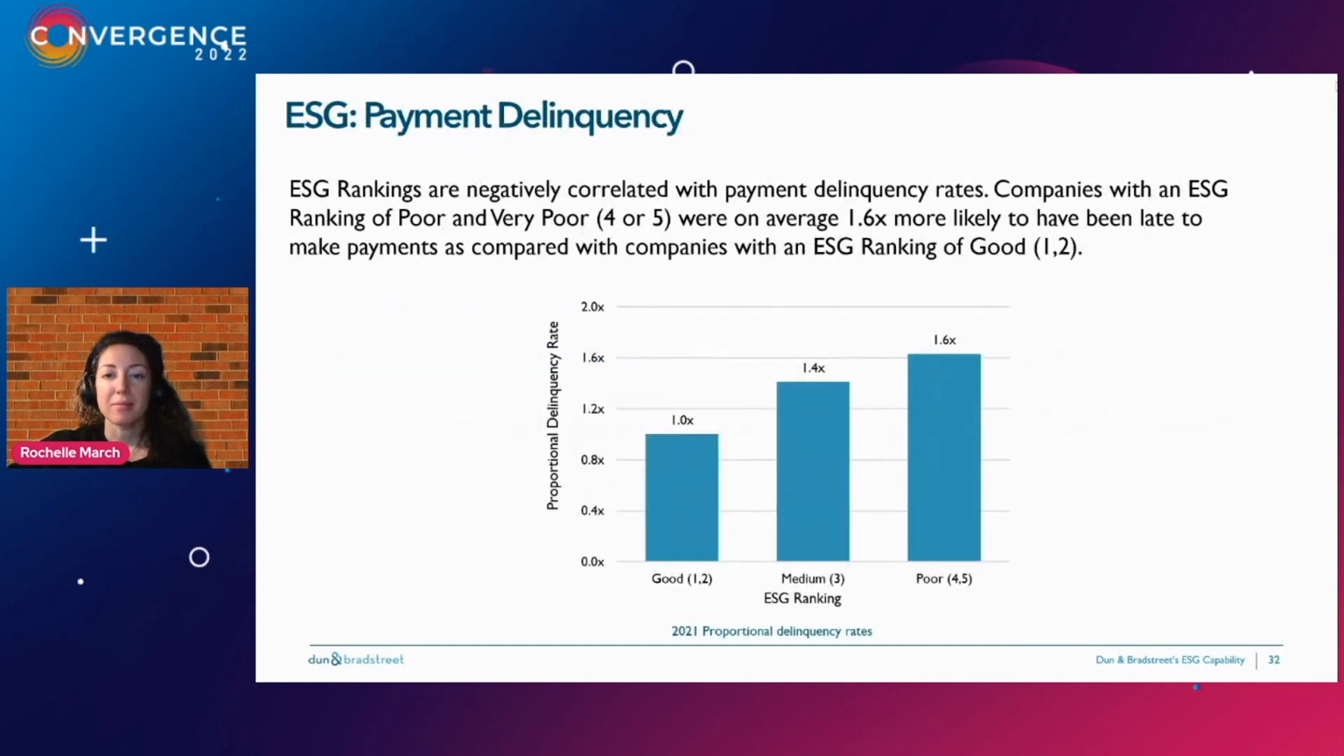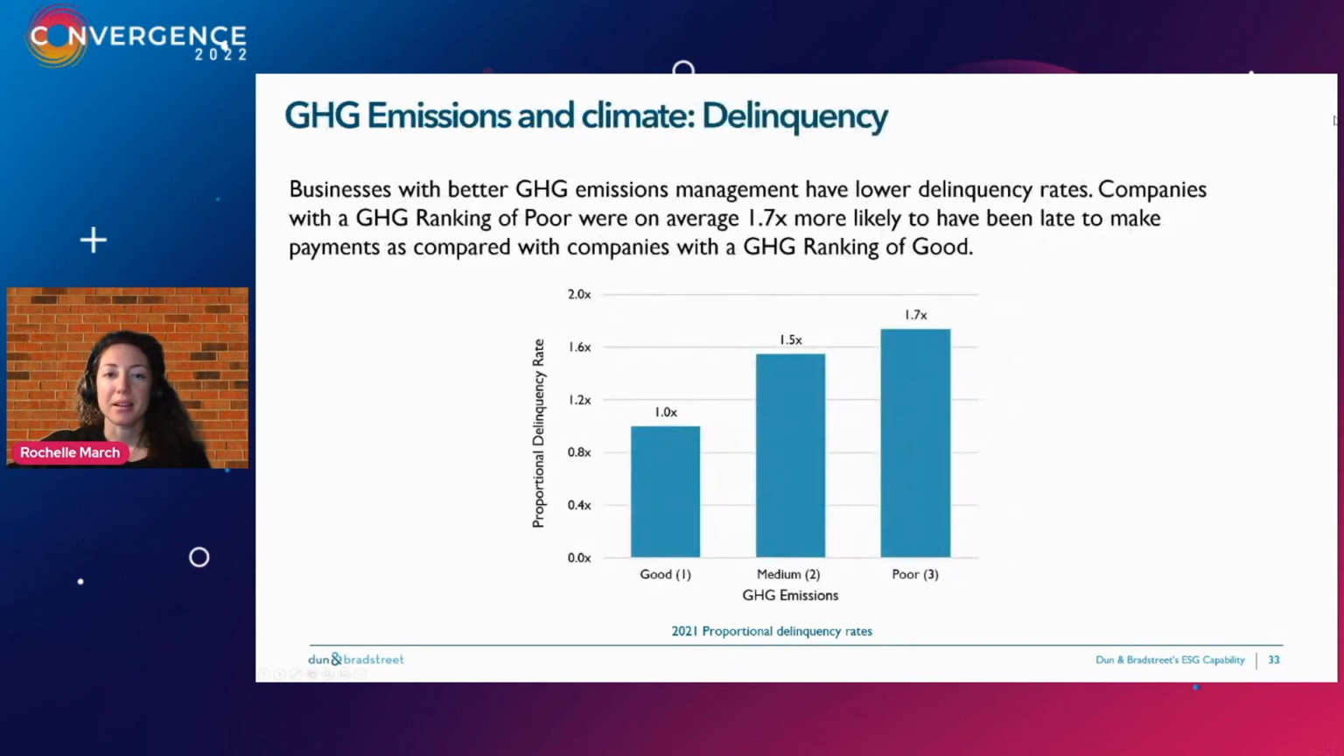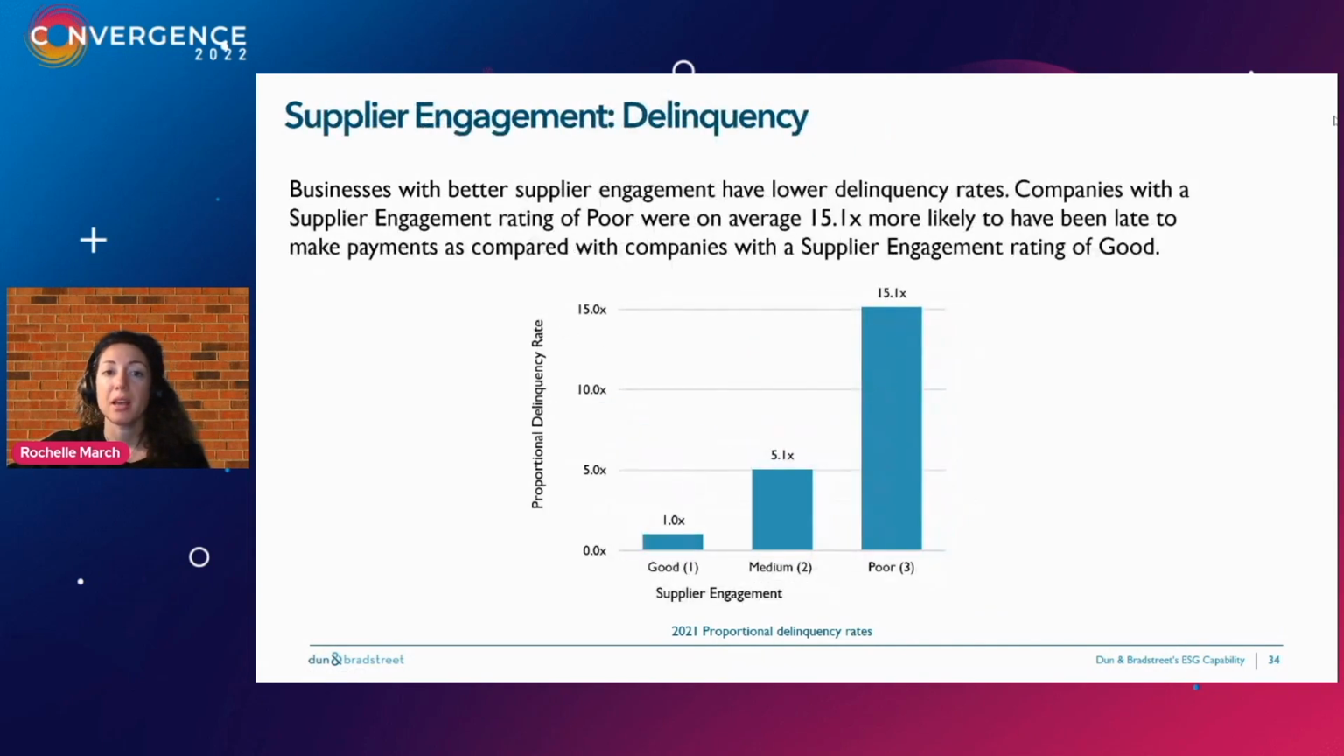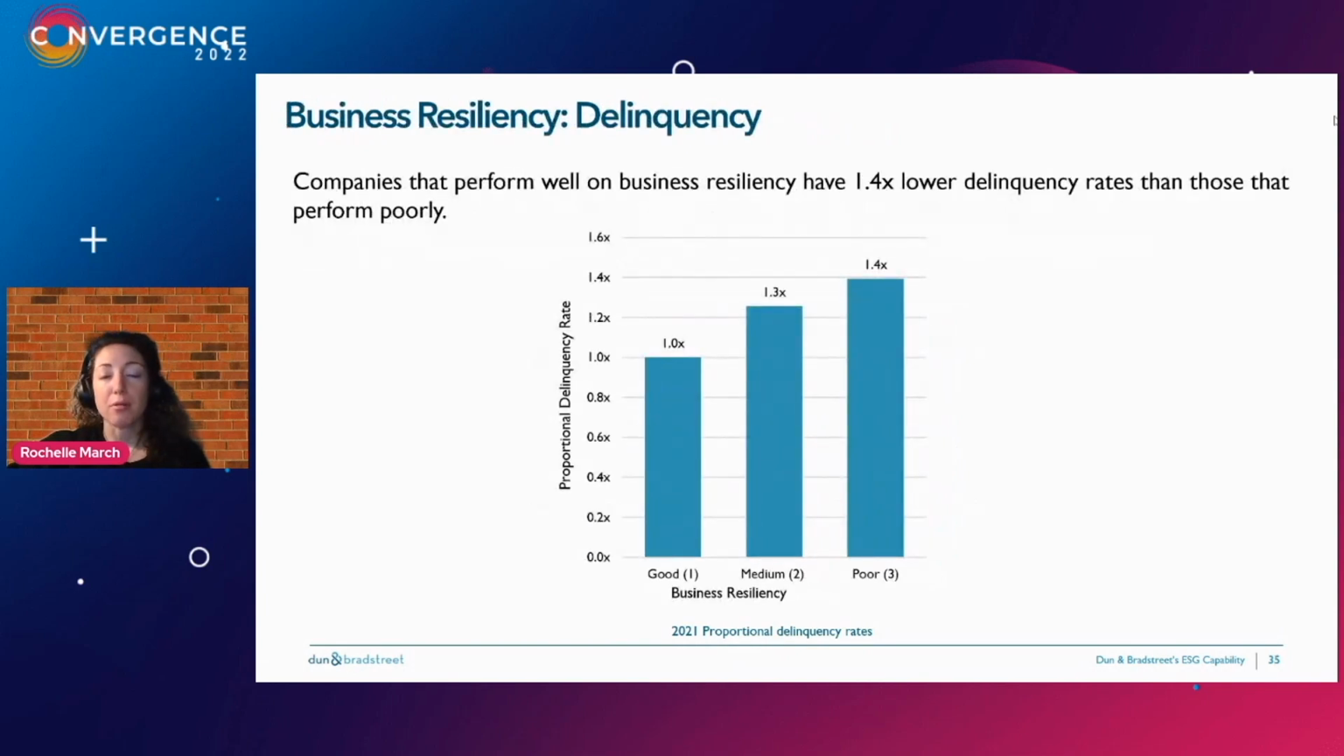And then a metric that's near and dear to Dun and Bradstreet, because we do a lot of credit work, is delinquency rates. This is late payments. So here too, we continue to see a correlation between companies that do well on ESG and a low level of late payments, and the opposite. We see this consistent through greenhouse gas emission and climate management, as well as how well they're engaging with their suppliers, and then also how resilient they are to setbacks.